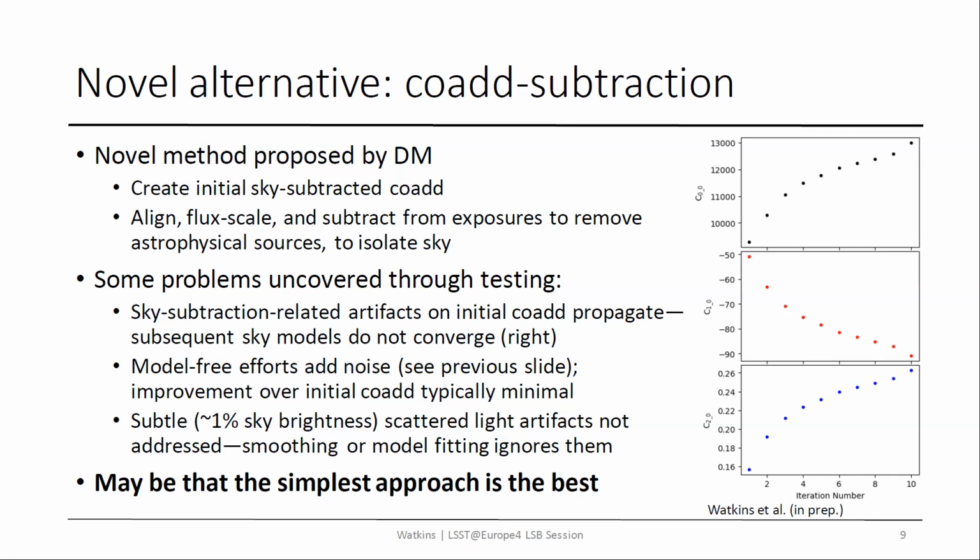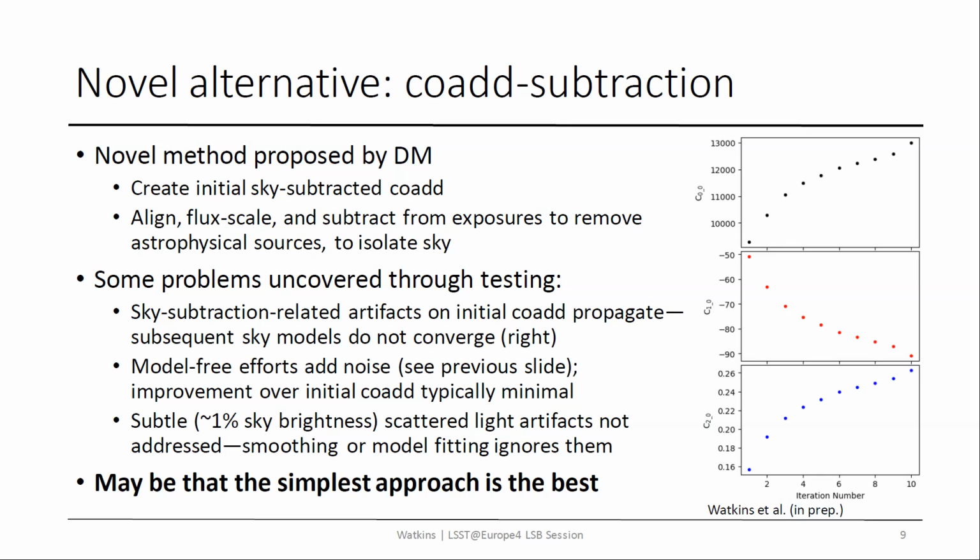The other issue, you can do this model free. You don't have to fit the coad subtracted images. You can just bin and smooth to get rid of some of the noise. But then we run into the issue that I mentioned in the previous slide, where you start degrading your limiting surface brightness by adding noise from your sky models.